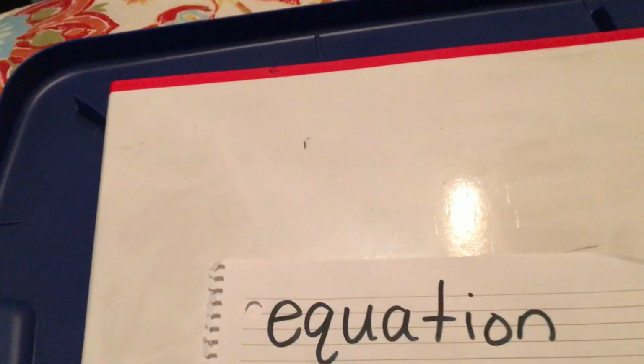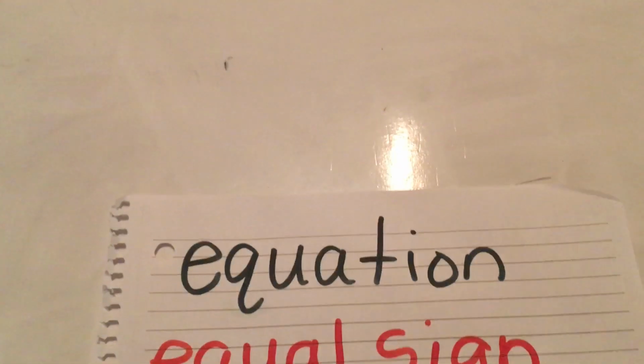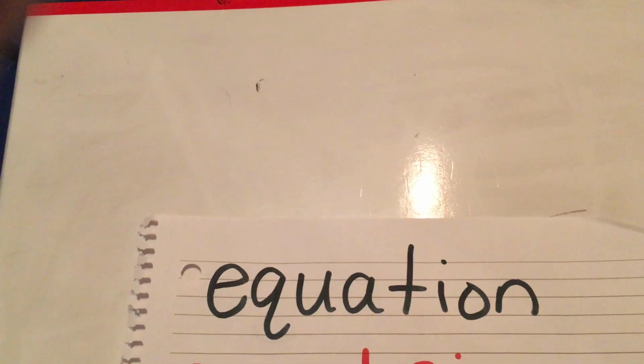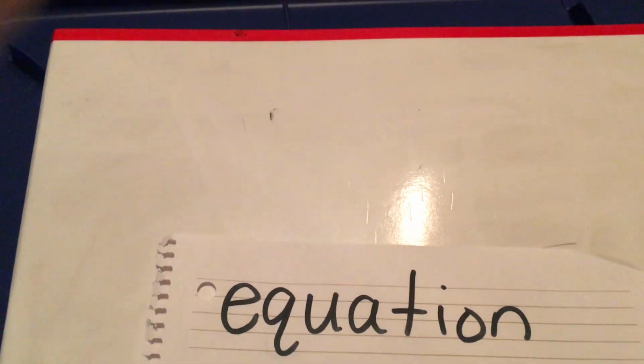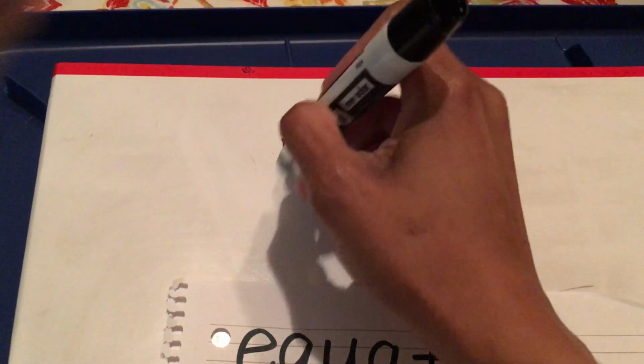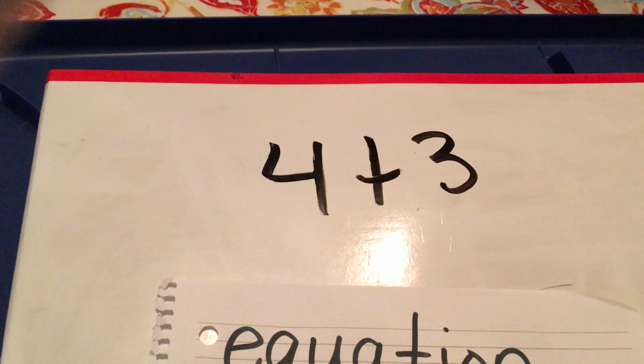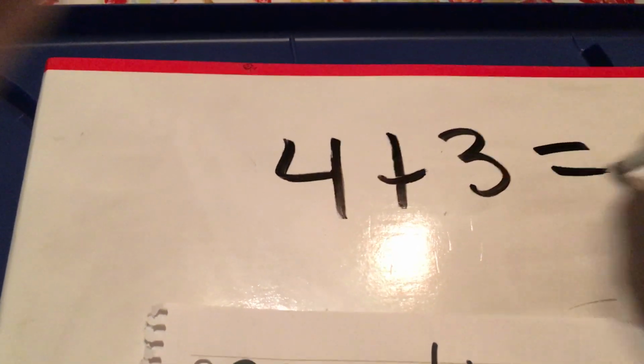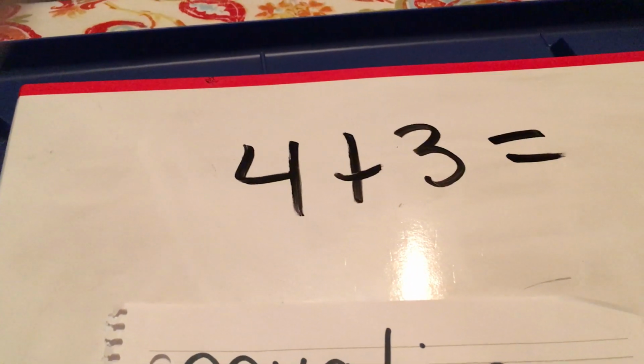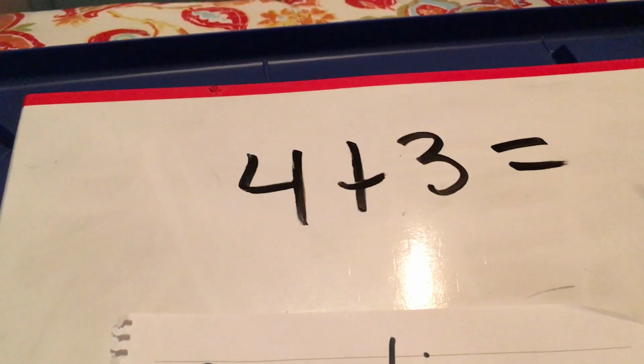Alright, the first word is equation. Now, you may be wondering, what is an equation? Well, an equation is just a number sentence that has an equal sign. For example, 4 plus 3 is a number sentence, but when I add the equal sign, it becomes an equation. So we know that 4 plus 3 equals 7.